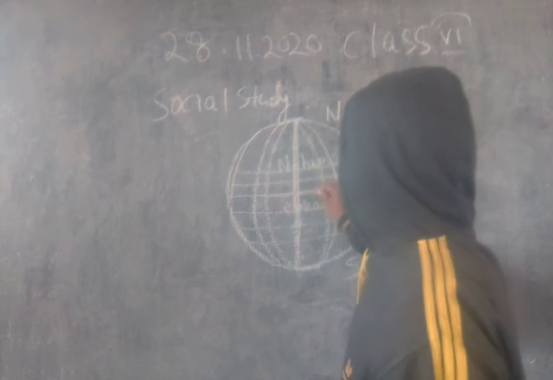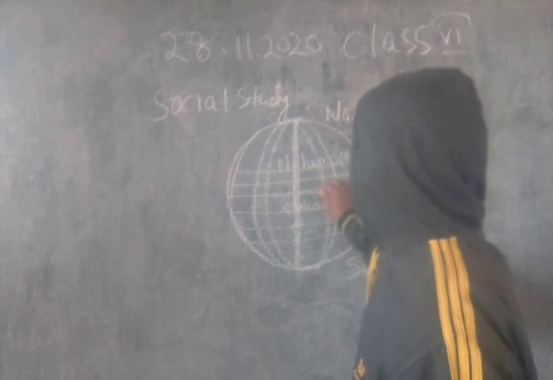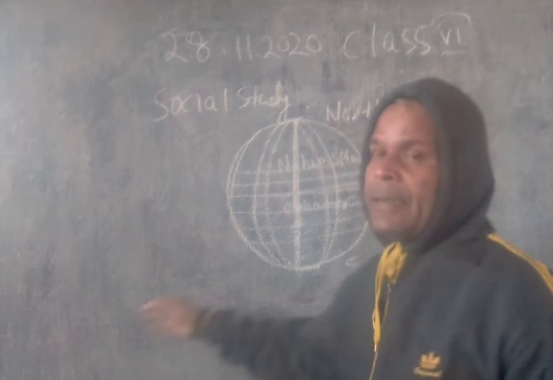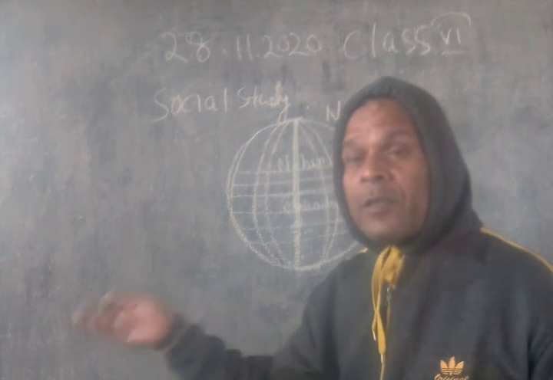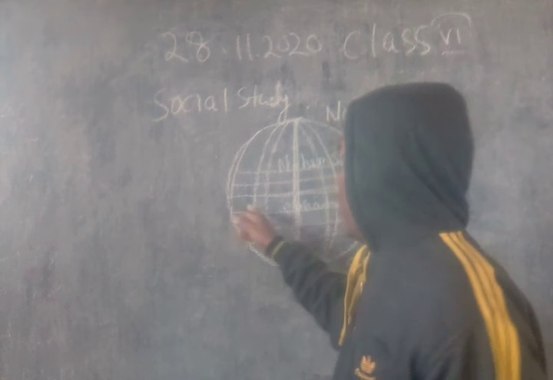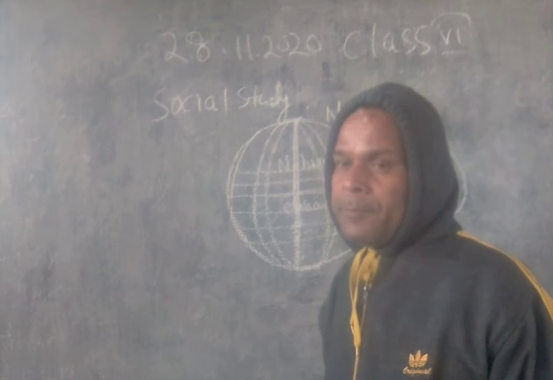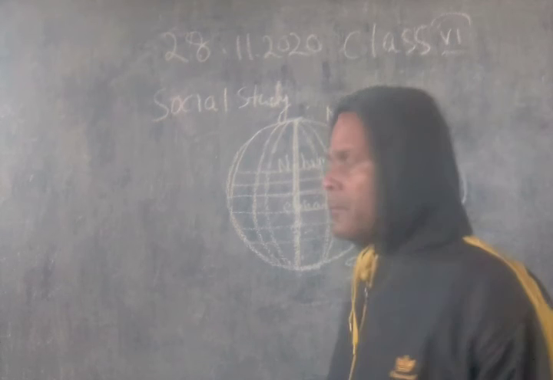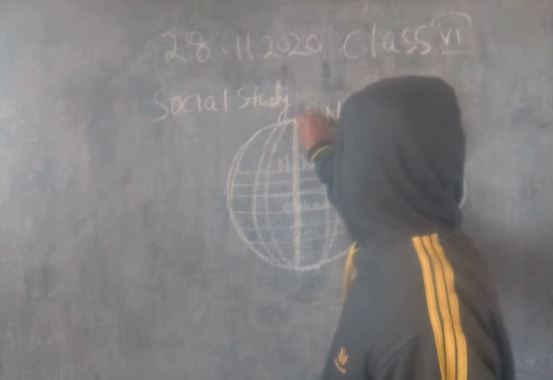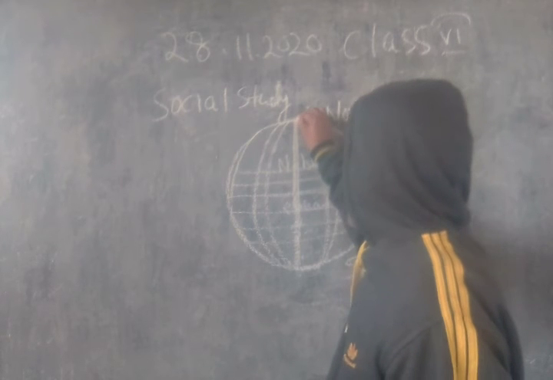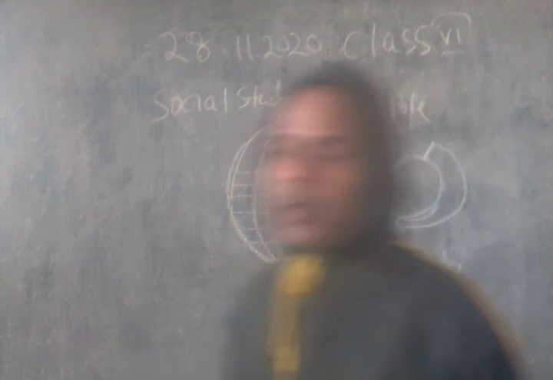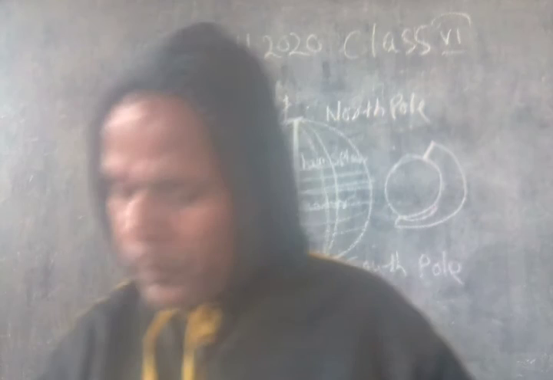So the part which faces the sun experiences the day, and the other side, that part which doesn't face the sun, doesn't get the sunlight. So night is there. Understand? Yes. So it is the axis which connects both poles, the North Pole and the South Pole.